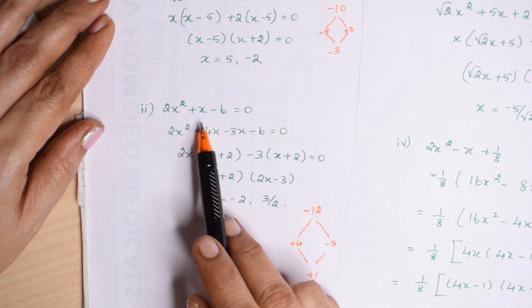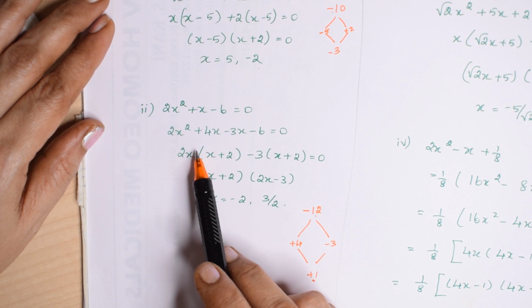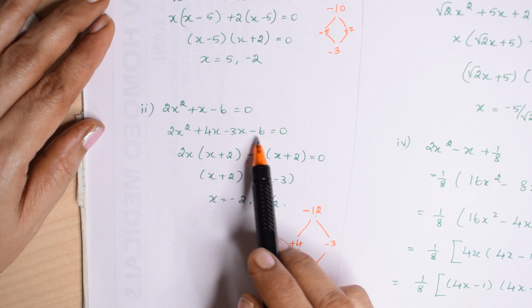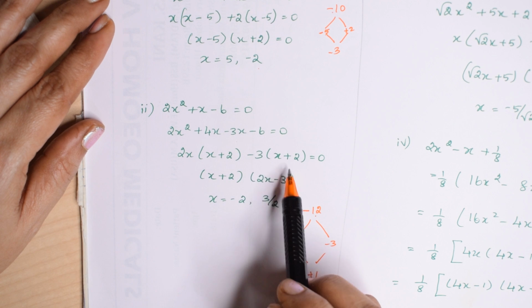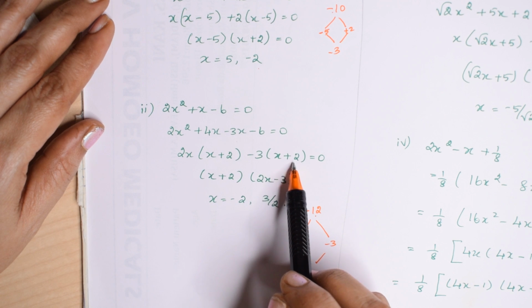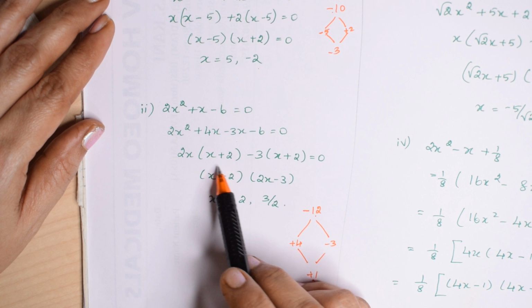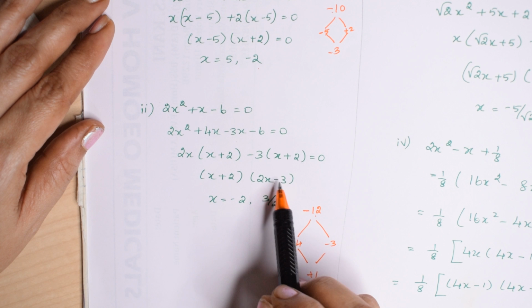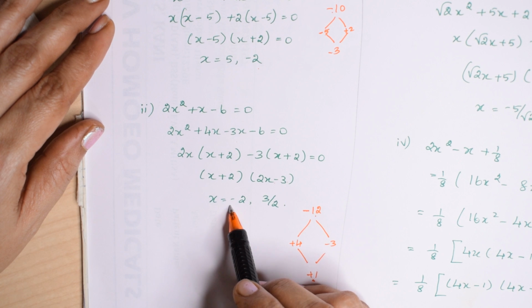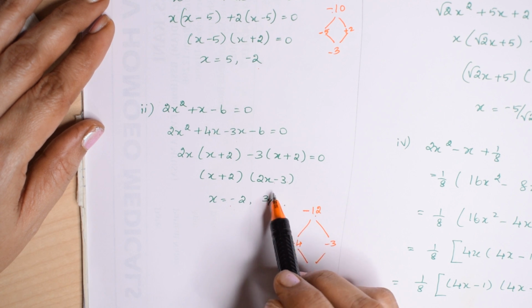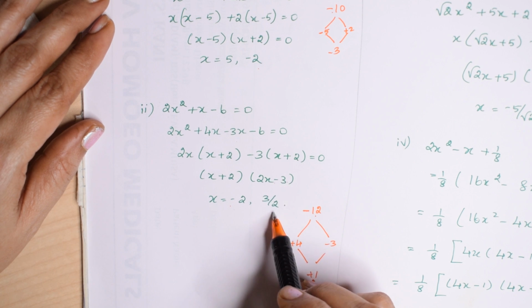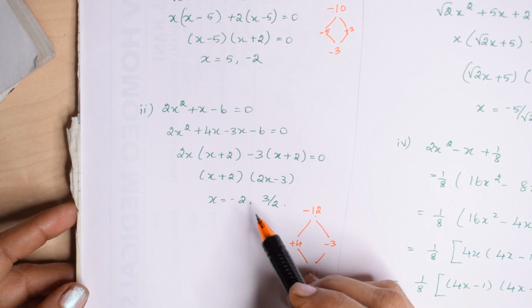Then the common term for the first two is 2x. I take 2x outside. The remaining is x plus 2. And the common term for these two terms is minus 3. I take that outside. The remaining is x plus 2 again. The common term for both the terms is x plus 2. I take that out. Remaining is x minus 3. So the x values are minus 2, and from the other factor, plus 3 by 2. So 3 by 2. Okay. This is how we solve a quadratic equation.